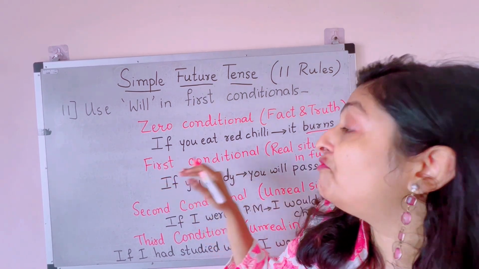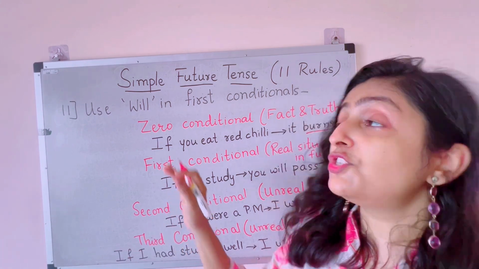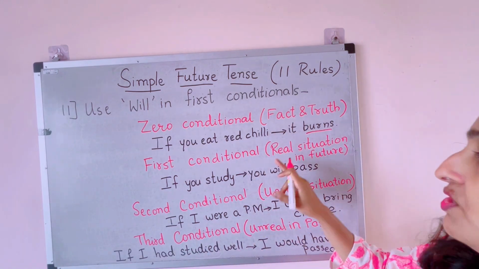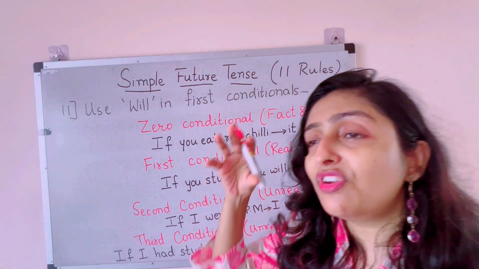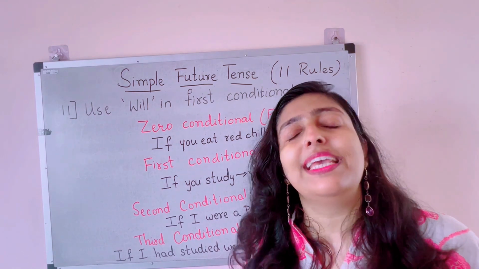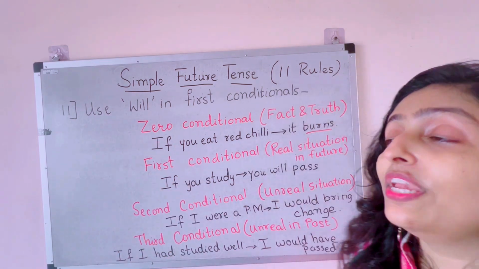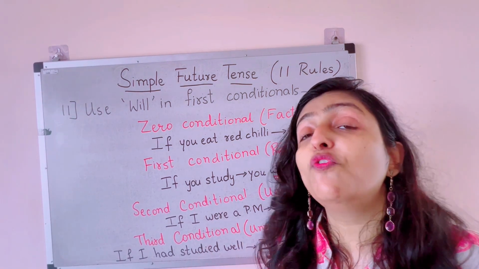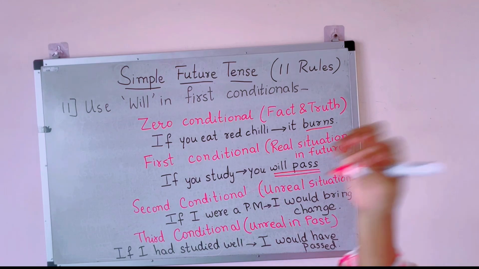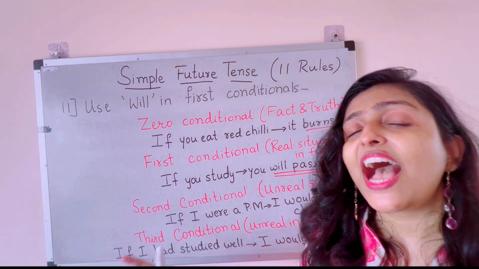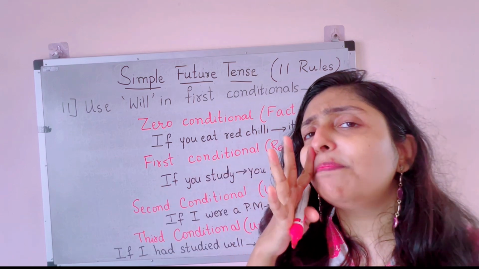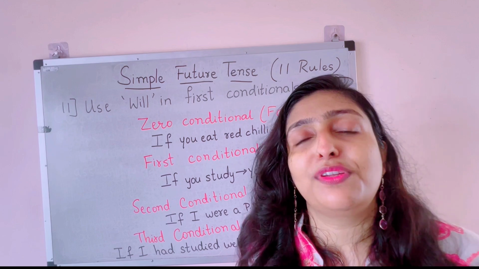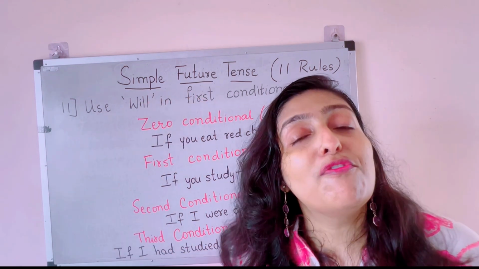Now let's see the first conditional sentences, where according to our rule we need to add will in the second half of the sentence. First conditional is a real and possible situation in the future. It is indeed going to happen. If you study, you will pass. If you study, you will pass the exam. If it's a weekend, I'll enjoy. Okay, so such examples of first conditionals, real and possible situations in the future, you have to use will.